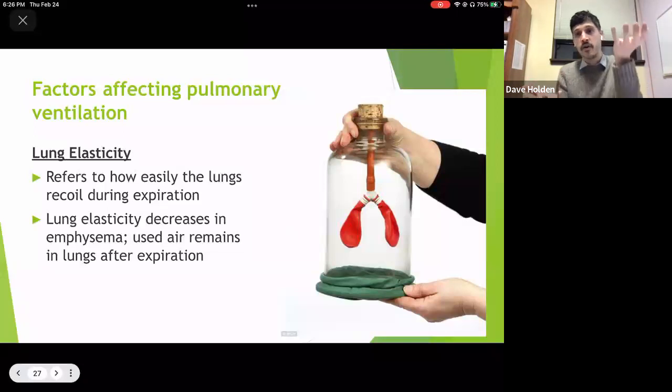Remember, diffusion is all about the gradient. You got to have a lot of something on one side, not a lot of the same thing on the other. If you've got the same thing on both sides, it's equal. Diffusion doesn't occur. So your blood does not turn red. It doesn't get oxygenated. And now your whole body feels really tired because you're not getting air.